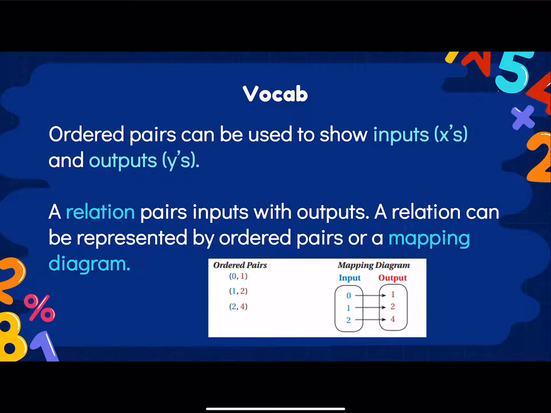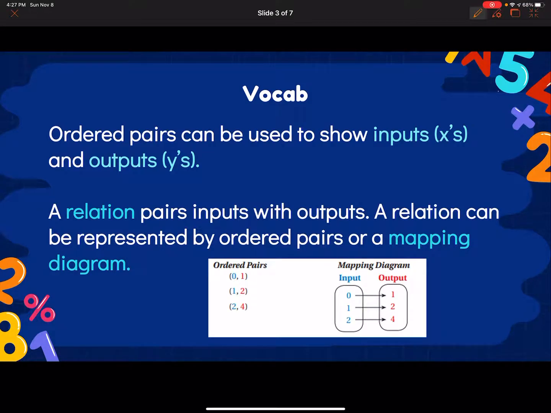Okay, let's look at some vocab here. So in this chapter, we have several vocab that we're going to see throughout the rest of the chapter and use with each lesson in the chapter. So it's very important that you make some notes and look over these or use these as we go along to each lesson. Okay, the first set of notes says ordered pairs can be used to show inputs and outputs.